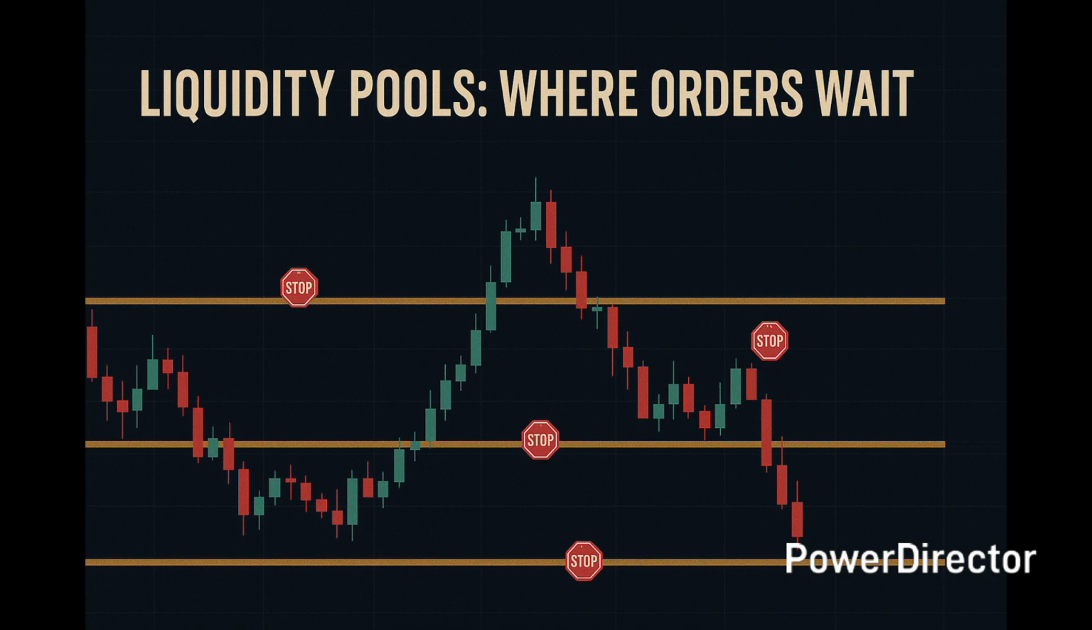Now let's talk about liquidity pools. Areas on the chart where pending orders are clustered. These are usually around obvious support and resistance levels, previous highs and lows, or psychological round numbers. Institutional traders look for these zones because they know this is where they can find enough orders to fill their massive positions. That's why you often see fake breakouts or stop hunts around these levels. It's the smart money filling orders from trapped retail traders.